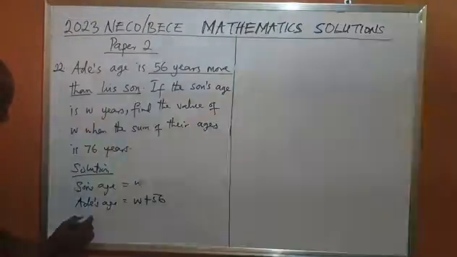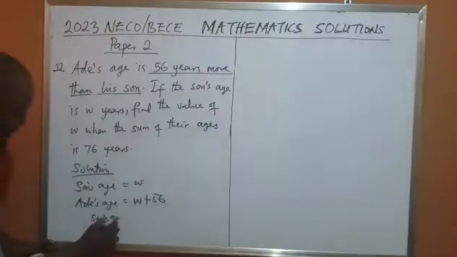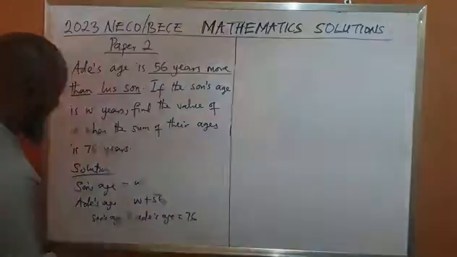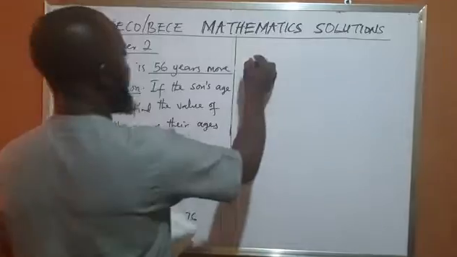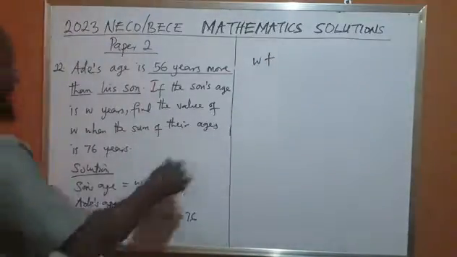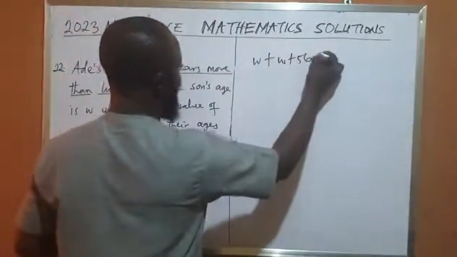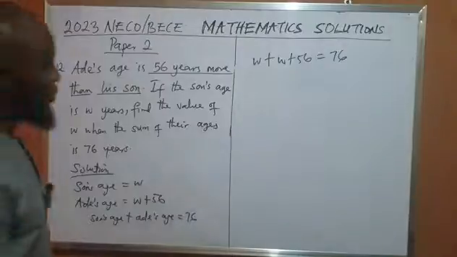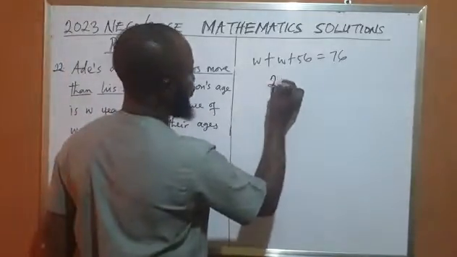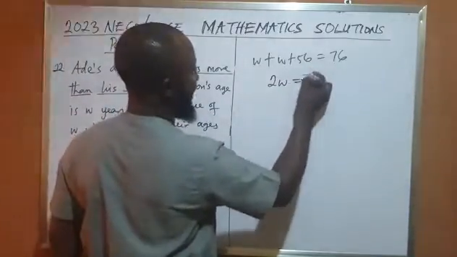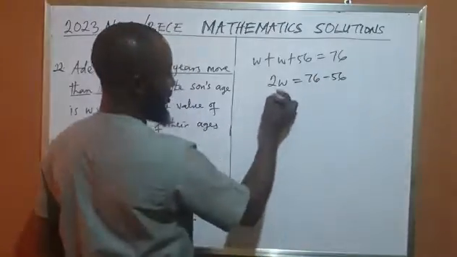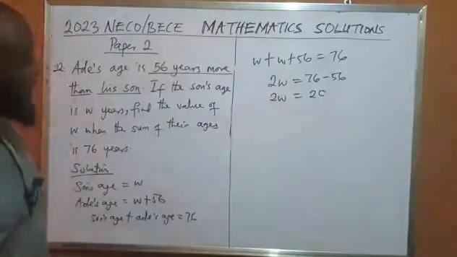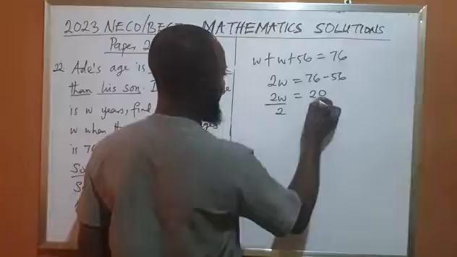So that means the son's age plus Ade's age is equal to 76. The son's age is W, plus Ade's, which is W + 56, equals 76. The question asks us to find the value of W. So W plus W gives us 2W, equals 76 minus 56. So 2W equals 20, since 76 minus 56 gives 20. So we divide both sides by 2.